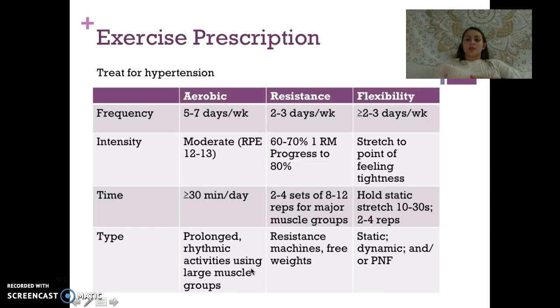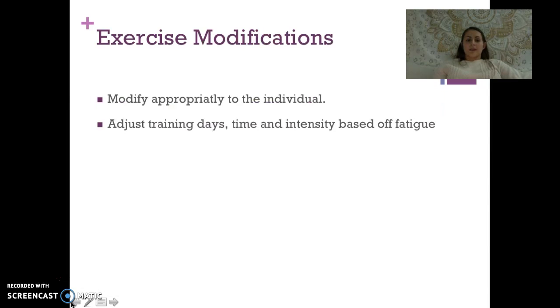And then flexibility training should occur at least 2 to 3 days a week, with stretching to the point of feeling tight, holding static stretches for 10 to 30 seconds. Exercise should be modified appropriately to the individual and adjust the training days, time, and intensity based off of fatigue levels.